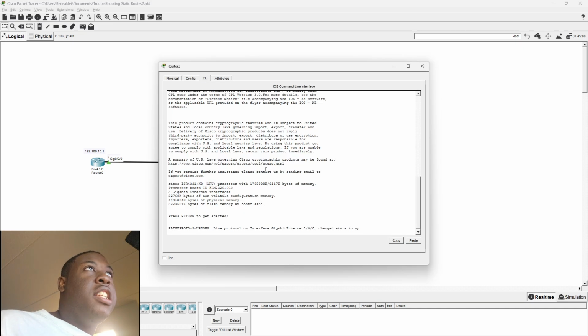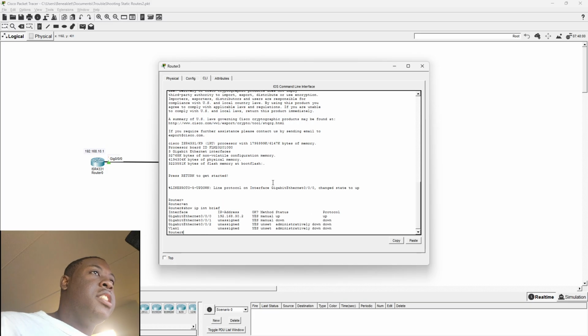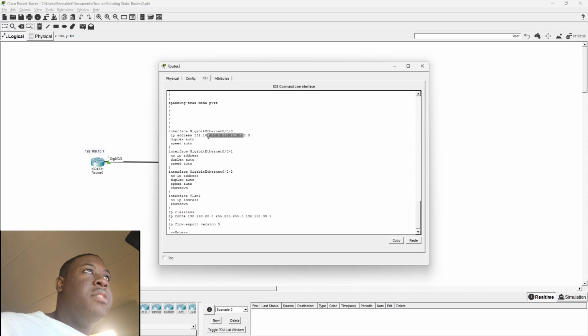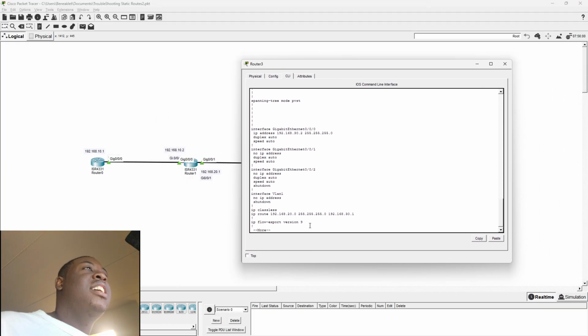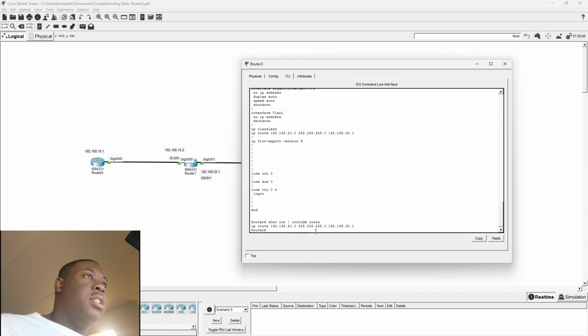Router 3, let's check the config on this one. First, see if the interface IP address is set properly. I want to see show run just to make sure the mask is correct. The subnet mask needs to be correct on all of them. So far, our ping is good, so that means it's correct. And let's do show run include route. Okay, so this is probably where it's wrong.